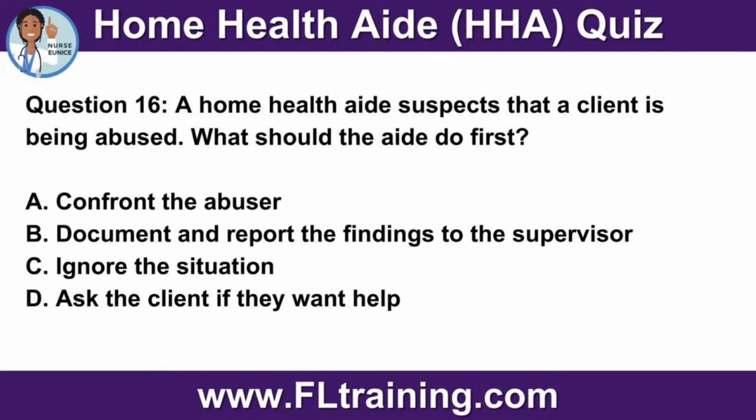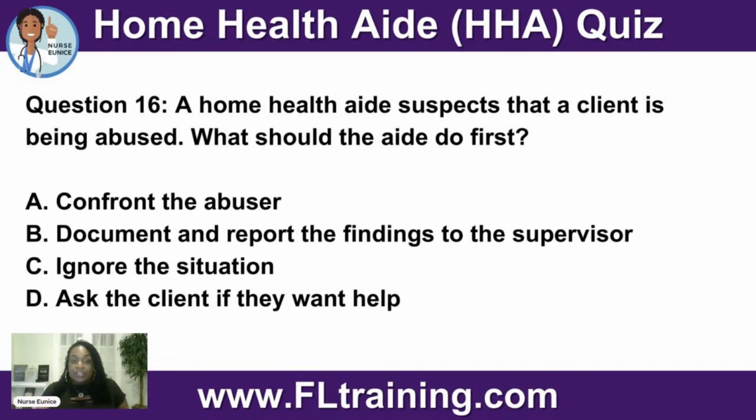Question number 16. A home health aide suspects that a client is being abused. What should the aide do first? A, confront the abuser. B, document and report the findings to the supervisor. C, ignore the situation. D, ask the client if they want help.